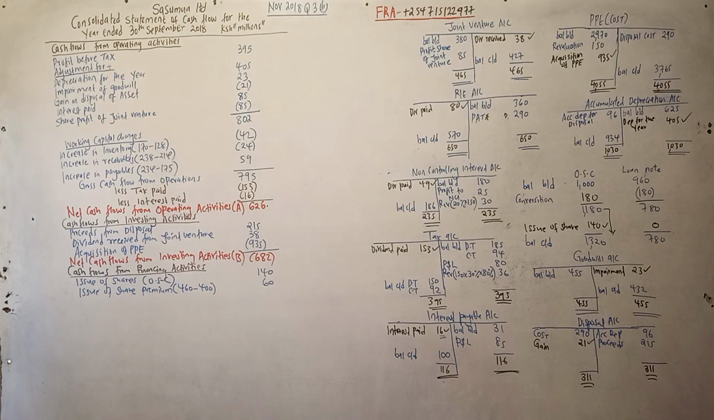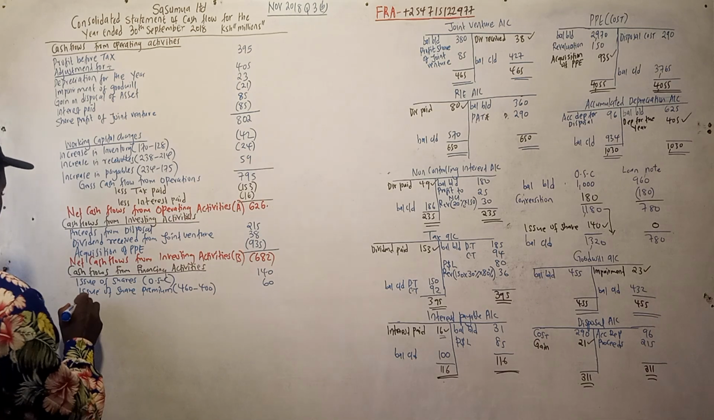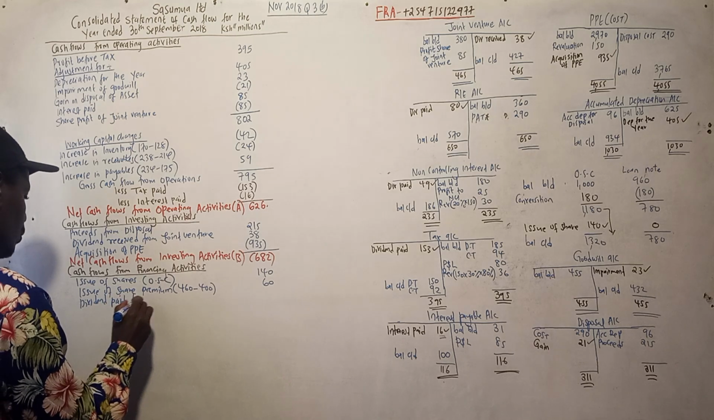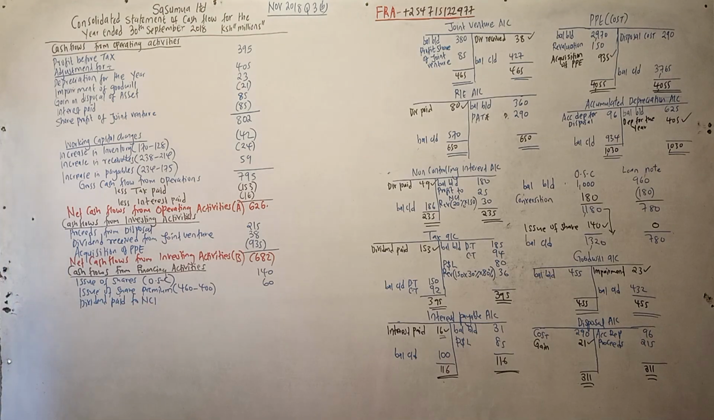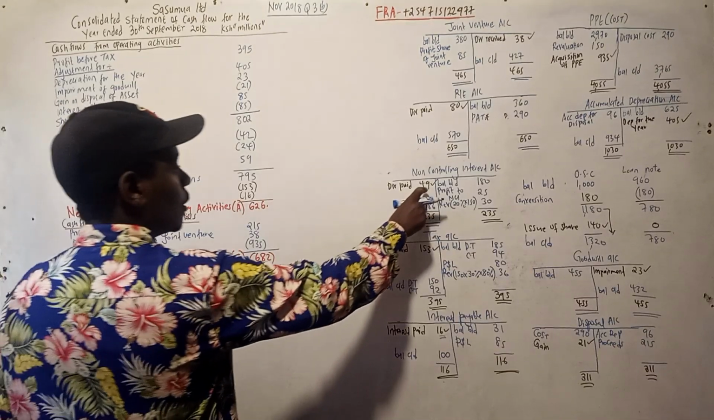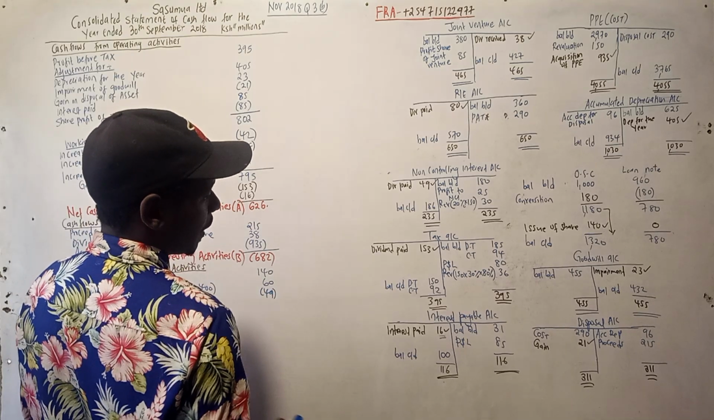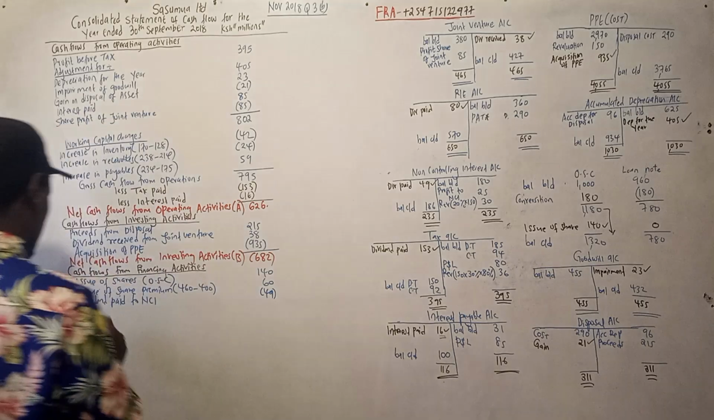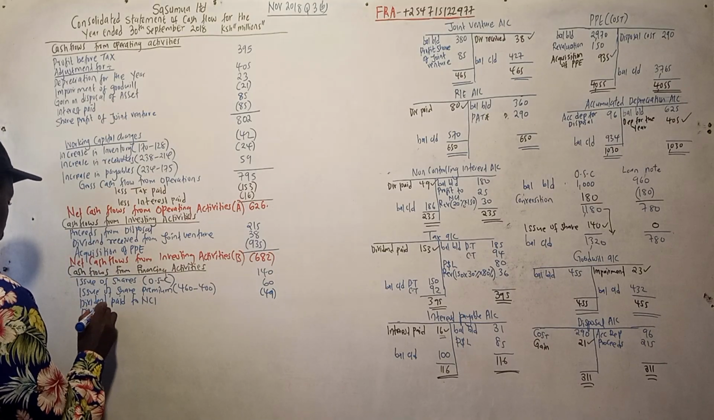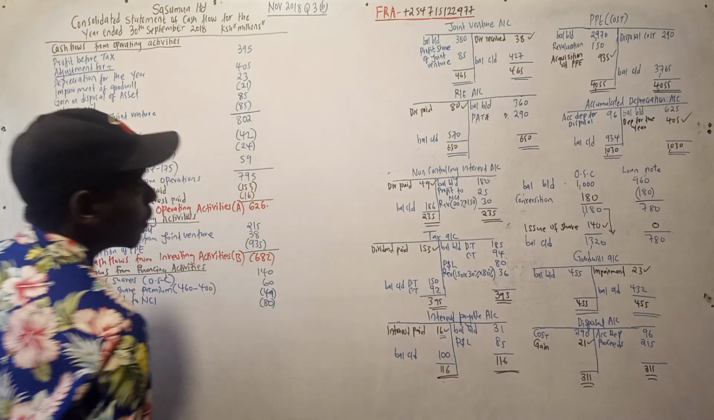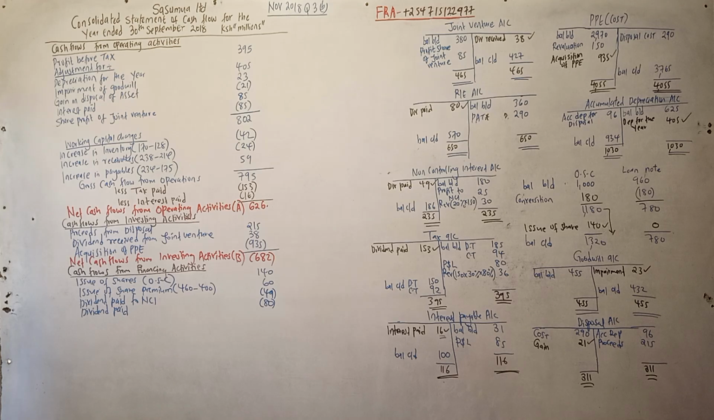Apart from that one, we had dividend paid now. Dividend paid to NCI. So where is our NCI account? We have it here, 49. Did we have any other dividend paid? Yes, we had another dividend paid, this one of 80. There was no other dividend paid. I think that is all about it.